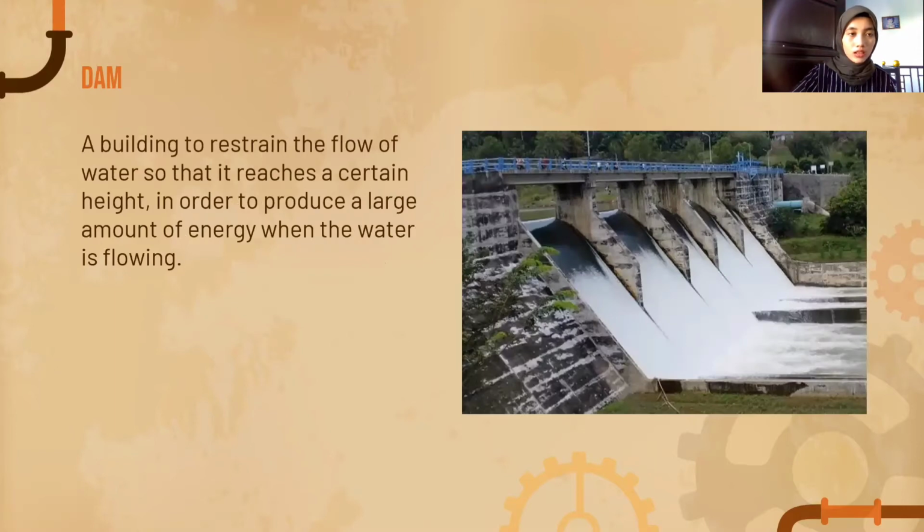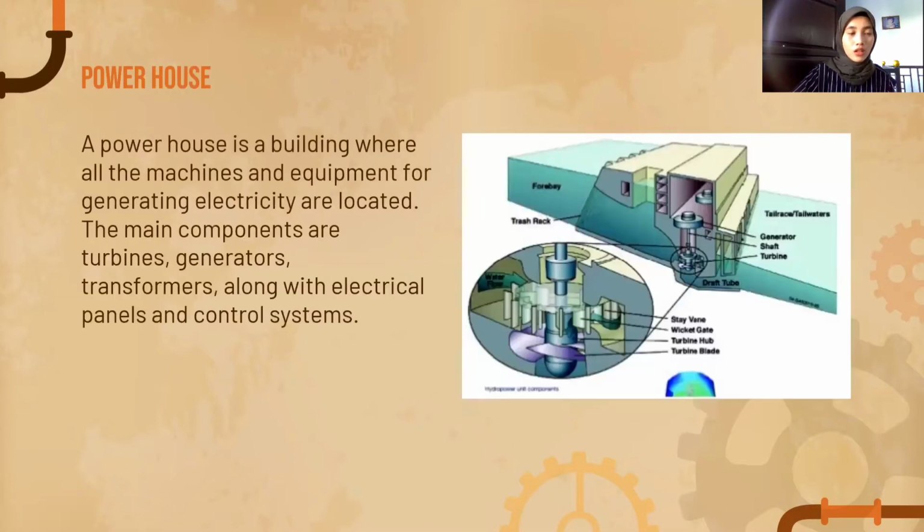Next, dam, a building to restrain the flow of water so that it reaches a certain height in order to produce the right amount of energy when the water is flowing. Next, powerhouse. Powerhouse is a building where all the machines and equipment for generating electricity are located. The main components are turbines, generators, transformers, along with electrical panels and control system.